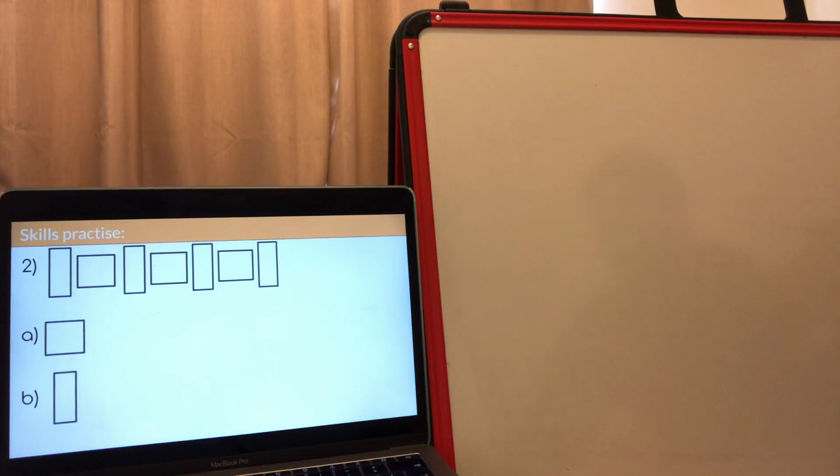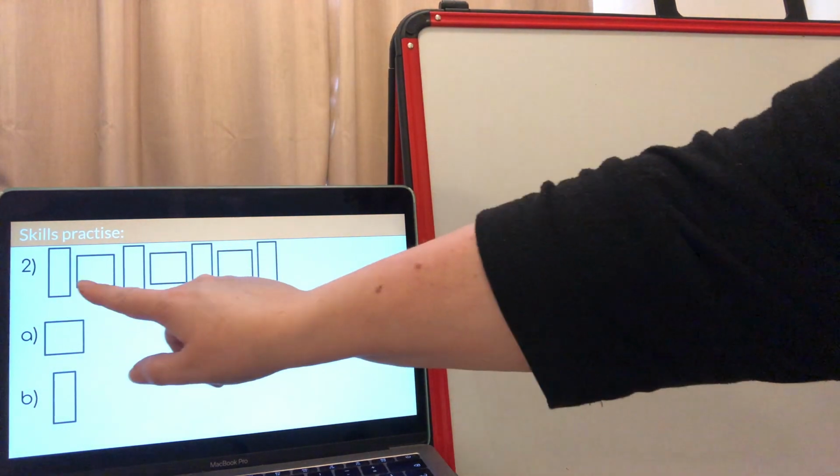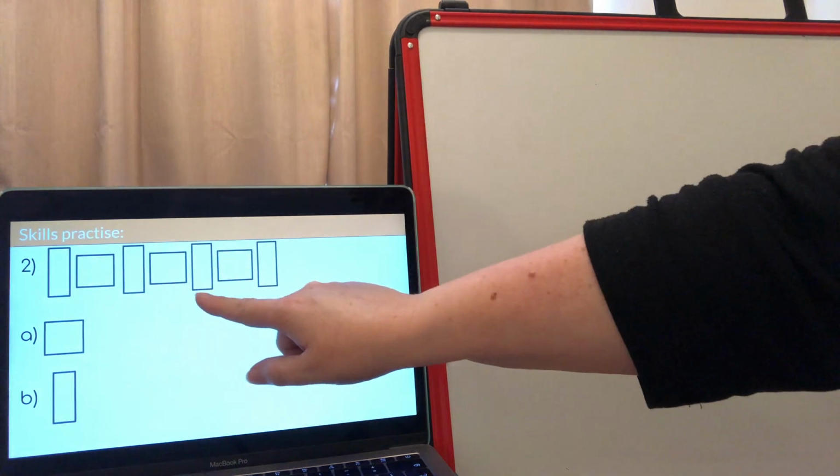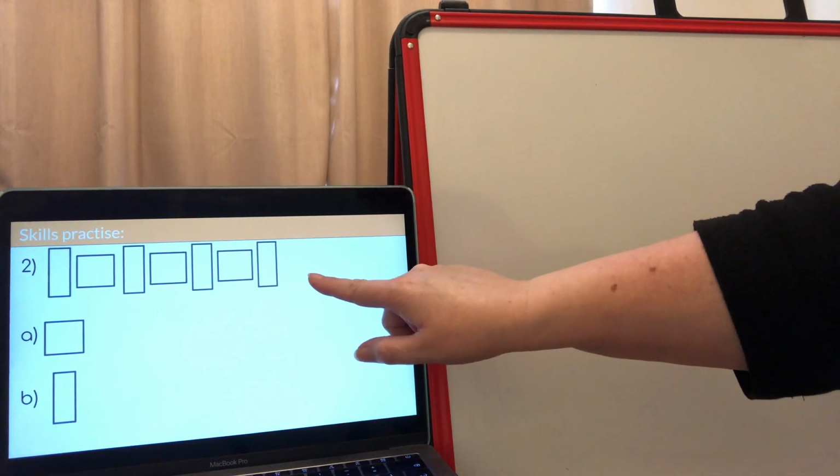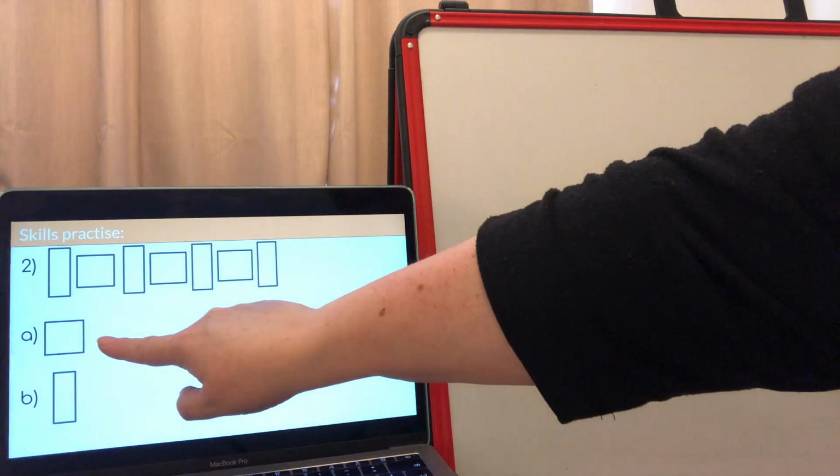How about this one? Which shape comes next? Oblong, square, oblong, square. It was A.